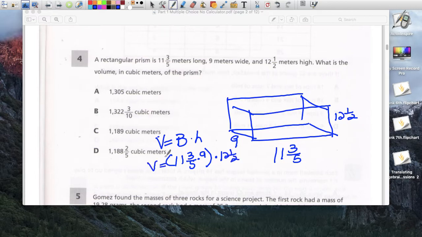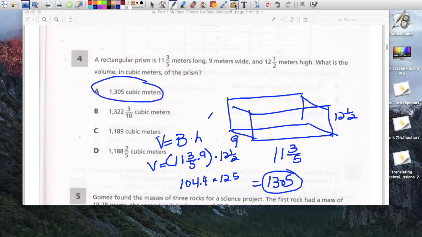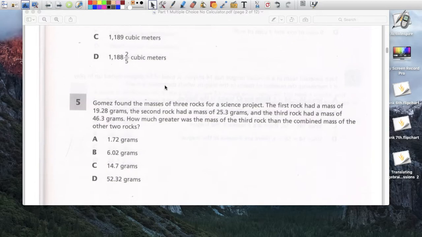So in your calculator, 11 3/5. I don't have a scientific calculator, so I'm going to use 11.6 times 9, which is going to give me 104.4, and then I'm going to multiply that by 12.5, which is the same thing as 12 and a half. So 104.4 times 12.5, that's going to give me 1,305. And we have our answer over here.